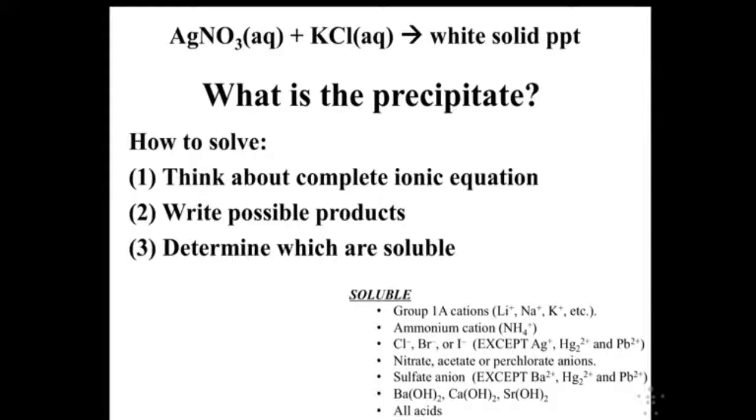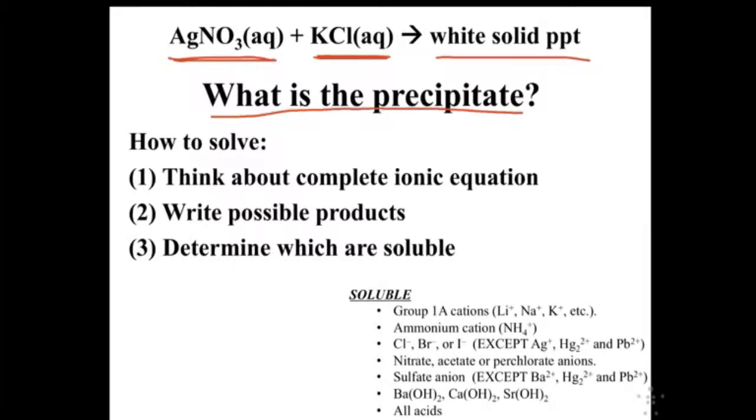So here's a reaction of silver nitrate with potassium chloride. We get a white solid out of this. And I want you to tell me, what is the precipitate? You got a little bit of practice on this when you did a worksheet for your experiment 7. But let's just take a moment and talk about it again.